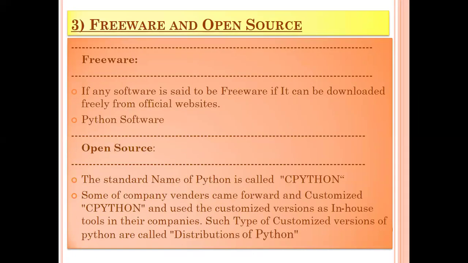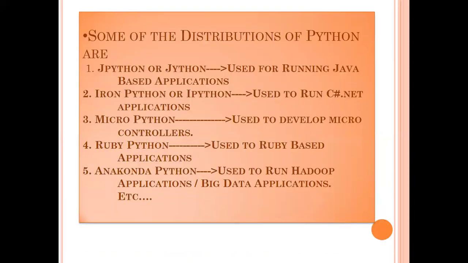Now, freeware and open source we discussed, because Python can be freely downloaded from its official website. After that, open source: the standard implementation of Python is CPython, and some companies and vendors came forward and customized CPython and use the customized versions as their in-house versions. Like JPython, used for running Java-based applications.